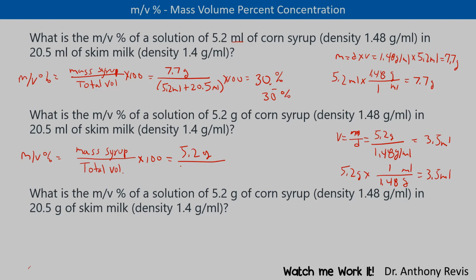So now we can put that volume in here: 3.5 mL of the corn syrup plus 20.5 mL of the skim milk. They're mL and mL, so they'll add up. You can't add grams and mL, but you can add mL and mL and grams and grams. So we have grams per mL. That's what we're looking for, mass over volume, times 100 to make it into percentages. And this will give me 22%.